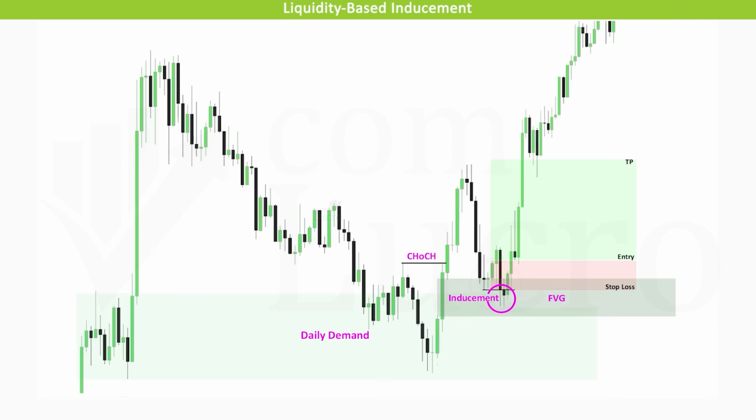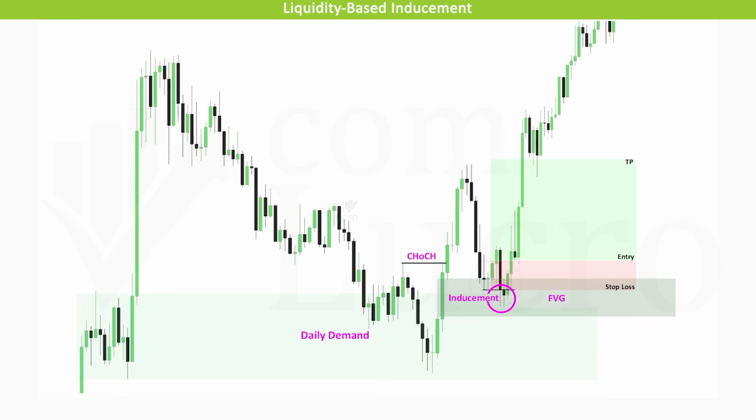That minor low convinces premature buyers that price has already mitigated the 1-hour fair value gap, and that the reversal is already underway. Because of fear of missing the move, they enter too early and place their stop loss right below that micro low, creating a clean pool of sell-side liquidity. This is precisely what smart money is looking for.